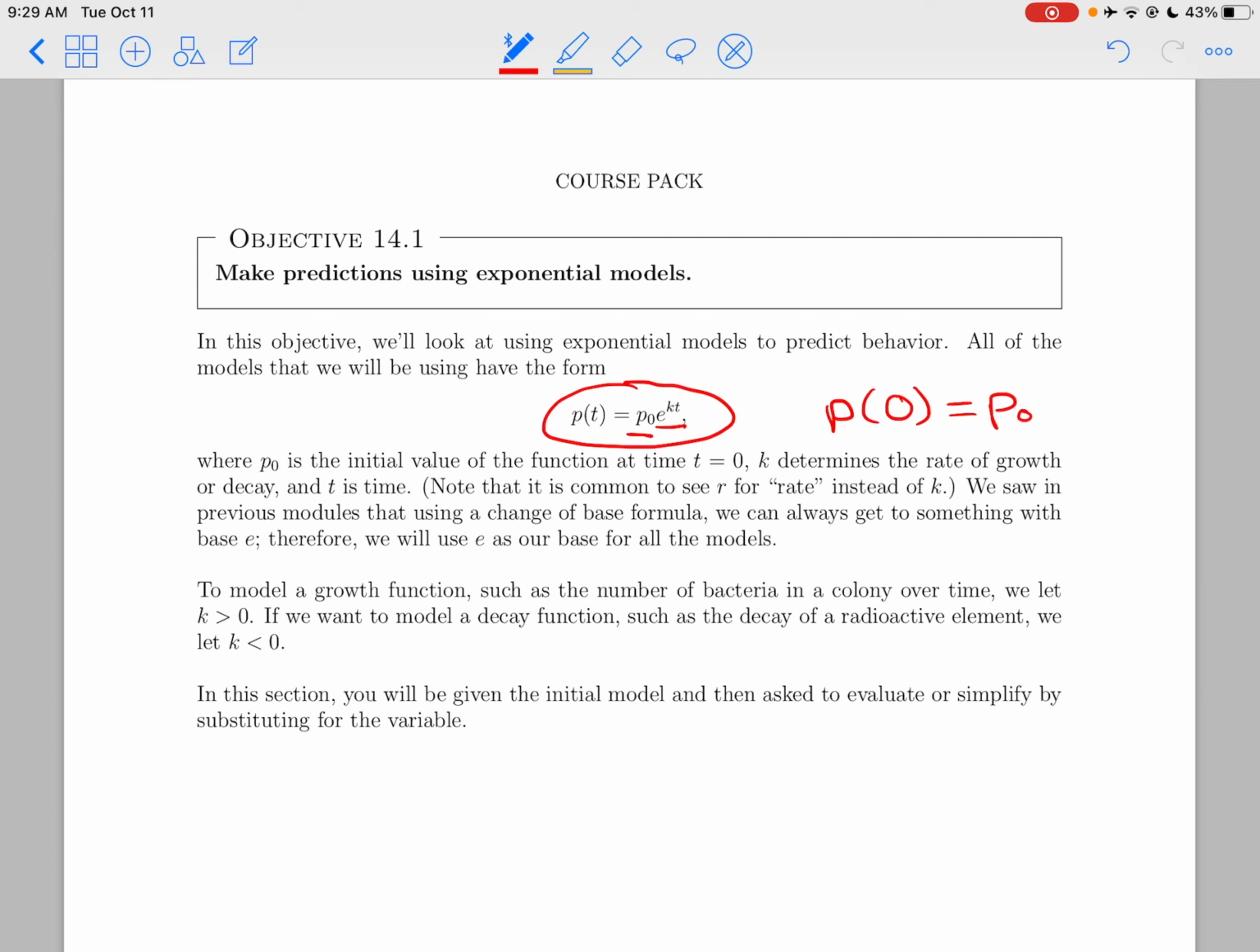So whenever k is positive, I have a growth function. And whenever k is negative, I end up with a decay function because it's going to get smaller as time increases. And it's all to do with whether k is positive or negative and what happens to the function in that case.